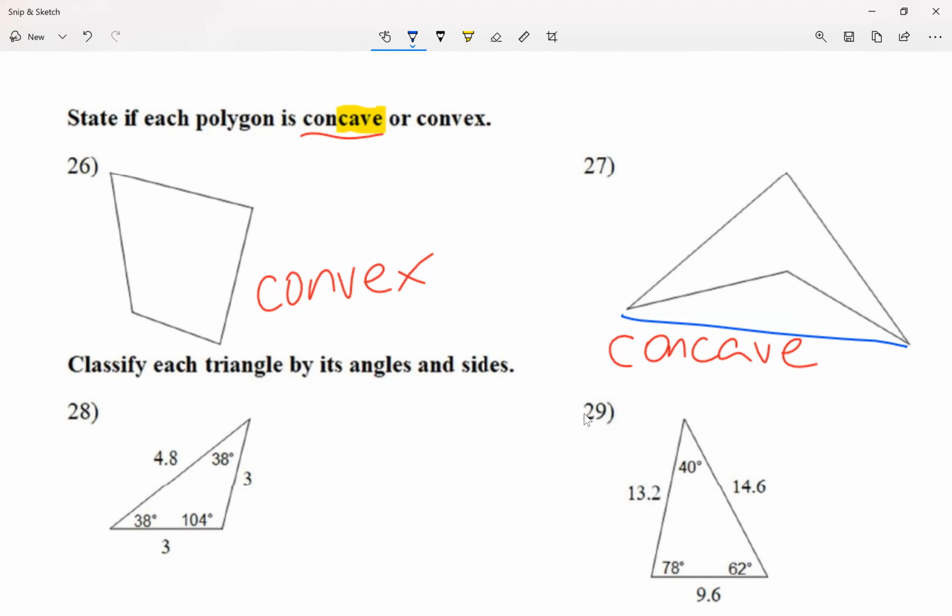Number 26, the diagonals this figure has are these. They don't go outside of the picture. So again, not all diagonals, just as long as one diagonal goes outside of the picture, concave. If no diagonals go outside of the picture, convex.